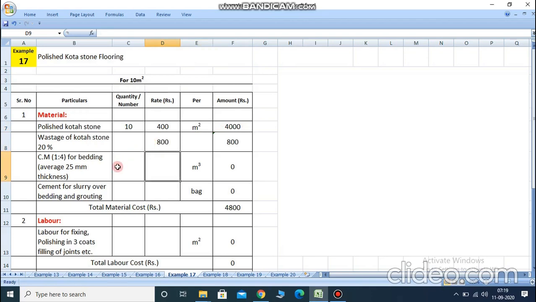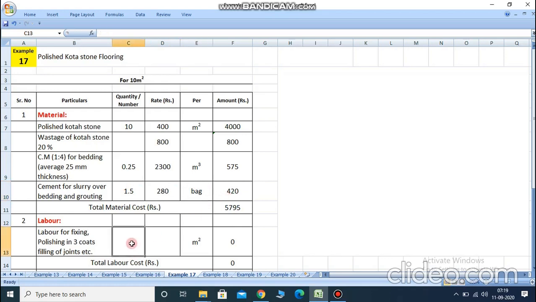Then cement mortar 1:4 for bedding, average 20 mm thickness. So 0.25 meter cube cement mortar quantity is required, and per meter cube rate is 2300. So here 575 rupees for the cement mortar. And cement for slurry over the bedding and grouting: 1.5 bag of cement is required, and per bag cement rate is 280 rupees. So we got the answer 420 rupees.